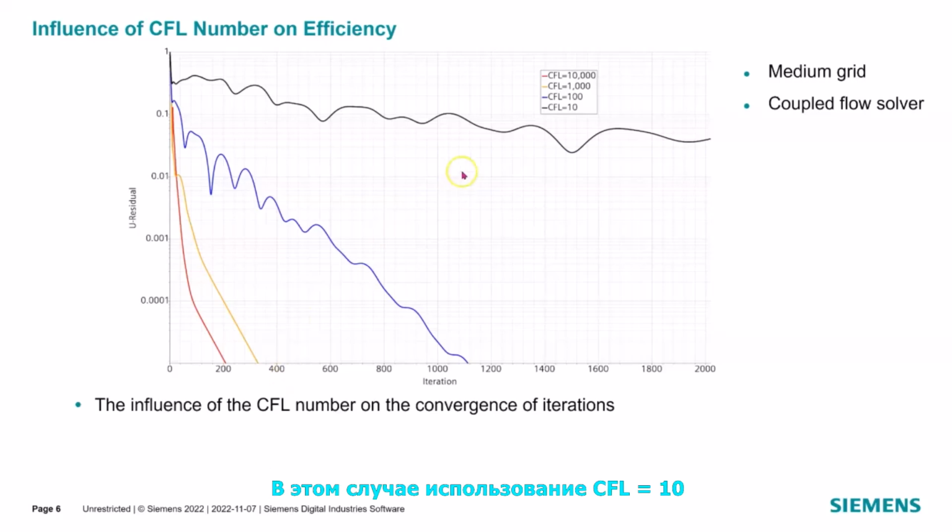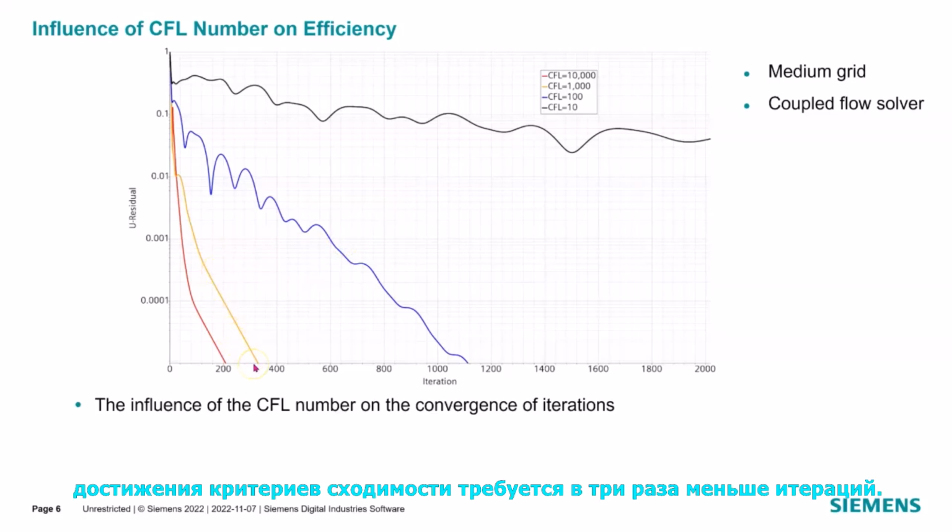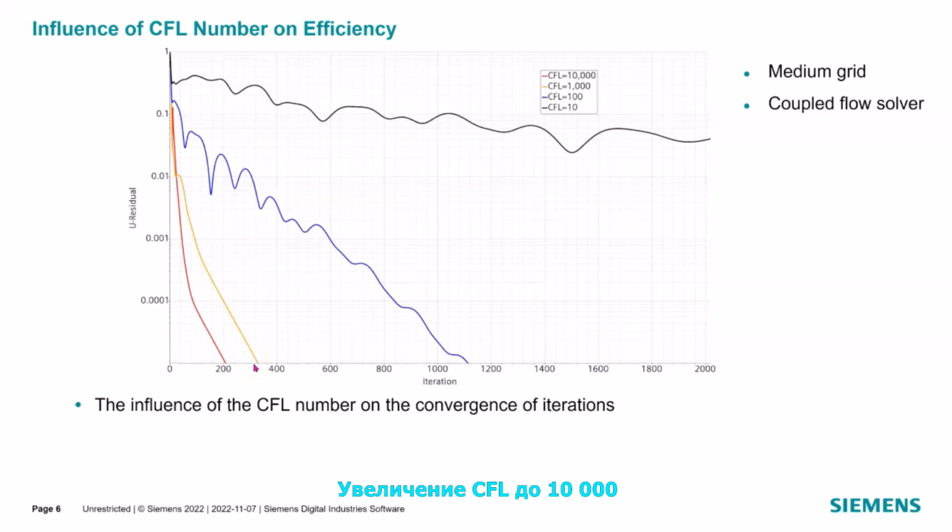In this case, using CFL equal 10 would require too many iterations to reach the convergence criterion. CFL 100 is already better, but with CFL equal 1000, 3 times less iterations are required to reach the convergence criterion. Increasing CFL to 10,000 leads to another reduction of the required number of iterations.